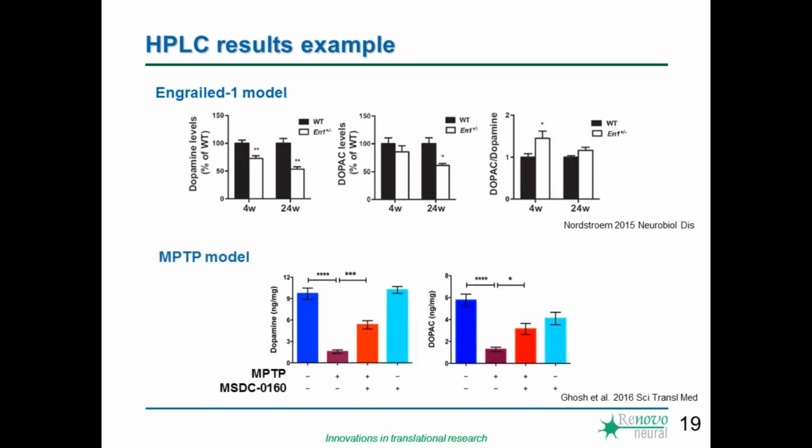Similarly, in another study, the intoxication with MPTP evoked the loss of striatal dopamine and DOPAC as well, and the treatment with MSDC drugs increased the amount of those neurotransmitters significantly.